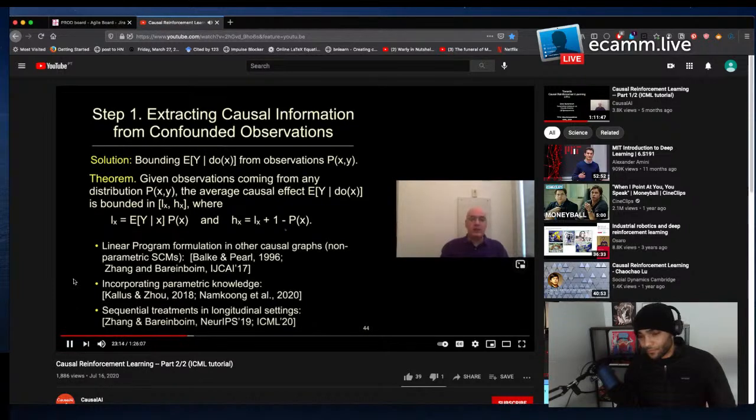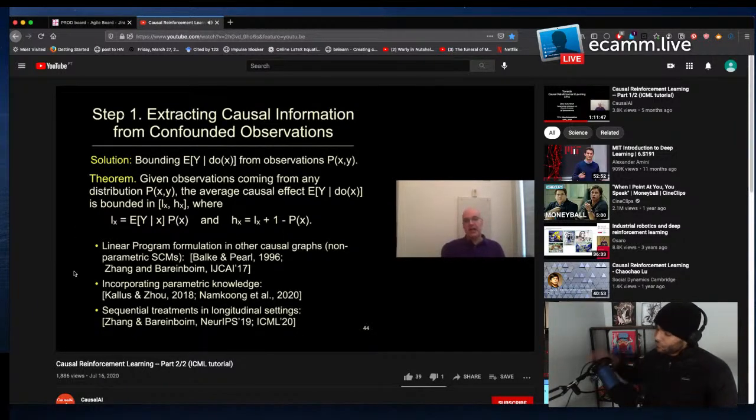Now, there are different flavors that you can find about the bounding. These are the ones that I like, and they seem to be more related: linear program formulation, not the causal graphs. Or in other words, non-parametric. If you don't have any assumption about the F and the P of U, you can take this approach through Balke and Pearl or Zhang and Bareinboim, playing with that in different types of graphs.